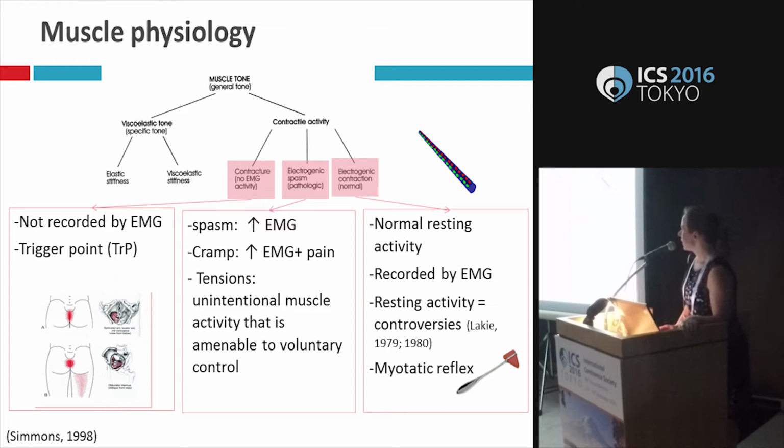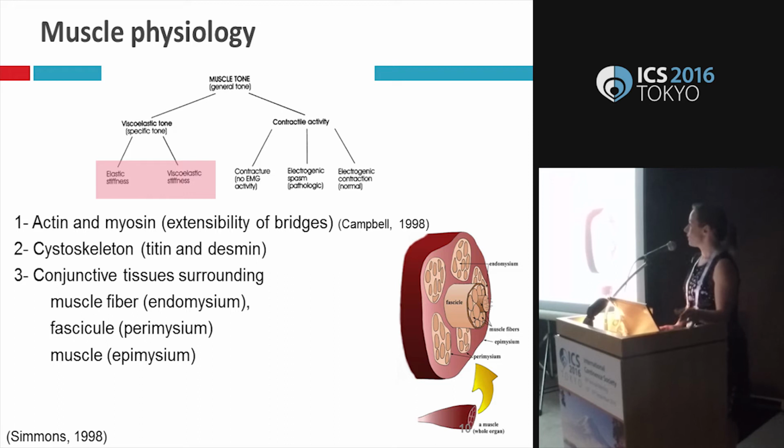So these are the active component of tone. And also there's the viscoelastic, the passive component. When I say passive, it's really because it is at rest. There's no activity implicated in this component of tone. These viscoelastic properties are explained by the connection between actin and myosin, the extensibility of bridges, also the cytoskeleton, some cytoproteins like titin and desmin, and also all the connective tissue surrounding the muscle fiber, the fascicle, and the muscle also.